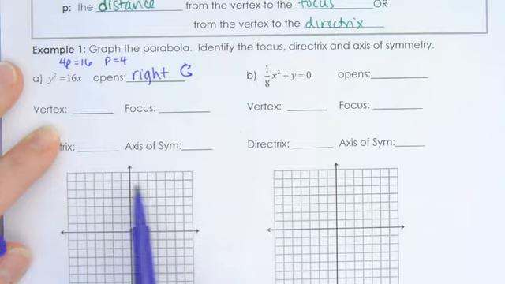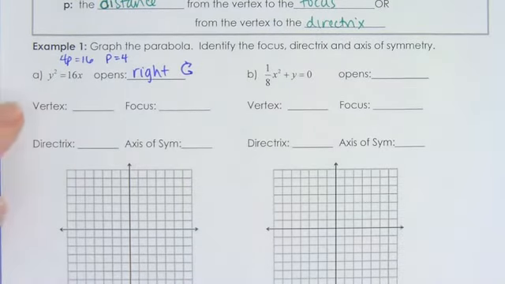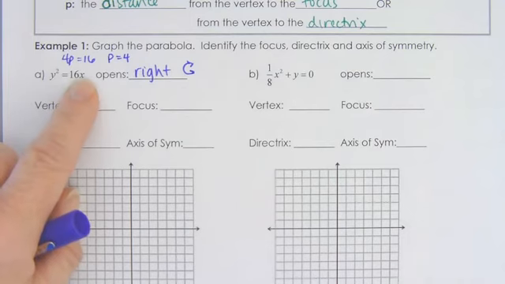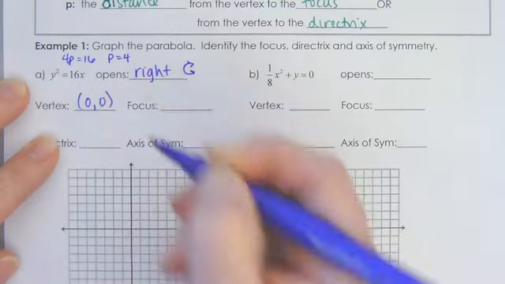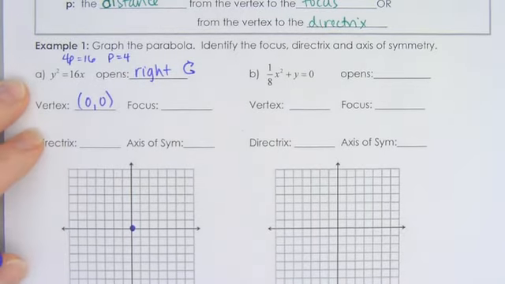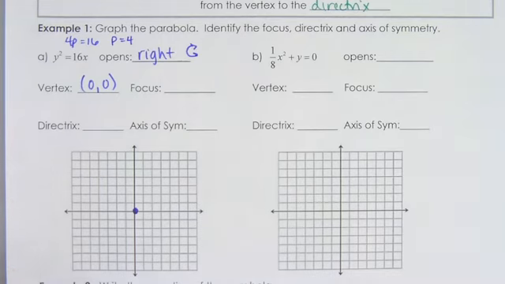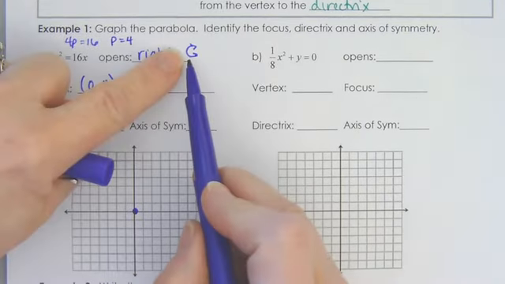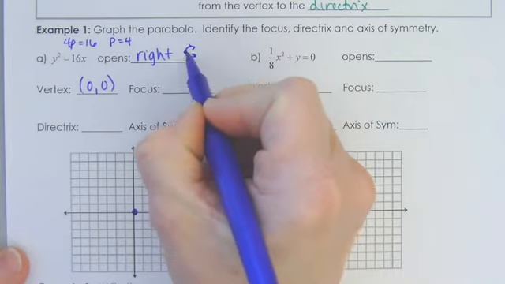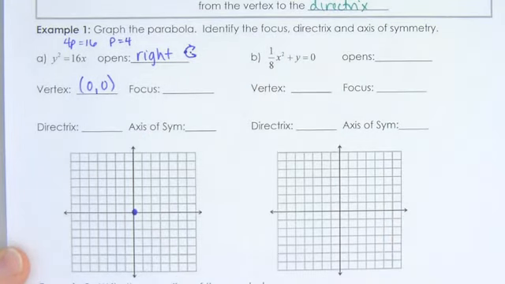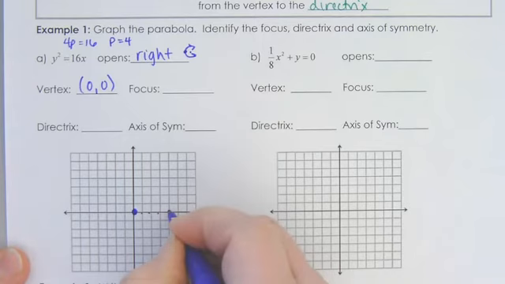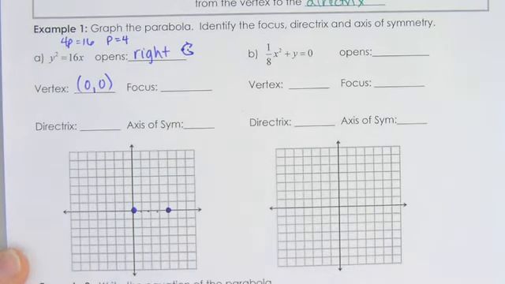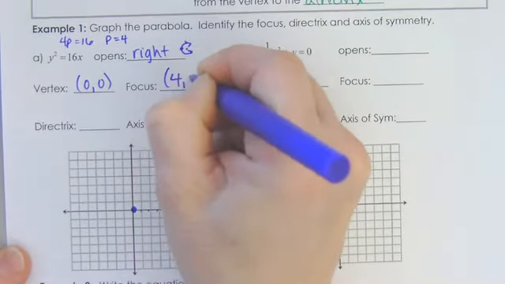The vertex is whatever is added to the x, or subtracted to the x, and whatever is with the y. There are no numbers there, so it's just going to be at the origin, at (0, 0). There's my vertex. The focus is inside the parabola, so I have this little sketch here. So if this is my vertex, p is going to be inside the parabola, which means I'm going to have to go to the right p spaces. So p is 4, so from here I'm going to count 1, 2, 3, 4. That's my focus. That's the ordered pair (4, 0).